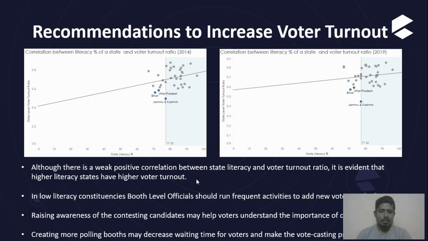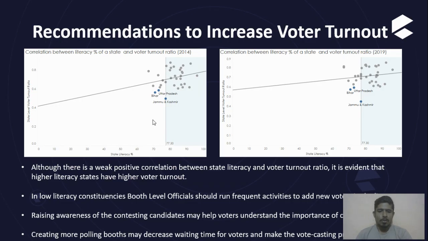So the very first recommendation of mine is that although there is a weak positive correlation between state literacy and voter turnout ratio, it is evident that higher literacy states have higher voter turnout ratio. Let me explain the very first recommendation of mine using these two scatter plots.